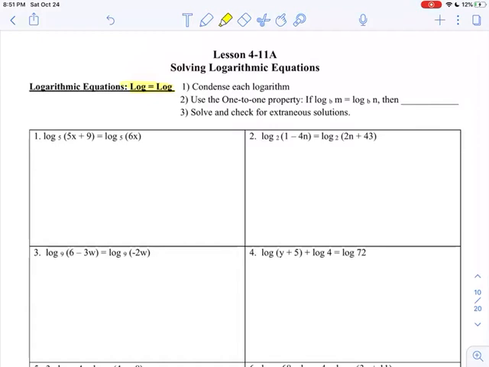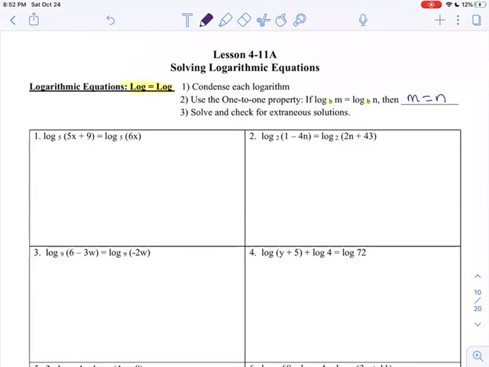You need one log on the left, one log on the right. If you have two on the left, say, they have to be condensed. So we'll look at those. Then I use the one-to-one property. Basically, if I have log base b of m equals log base b of n, notice these bases are the same, then all you have to do is set m equal to n.